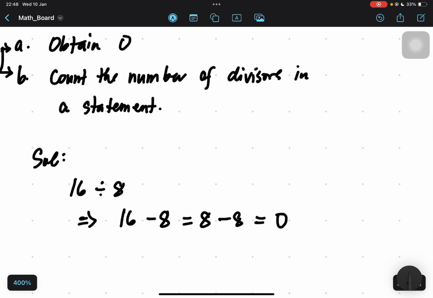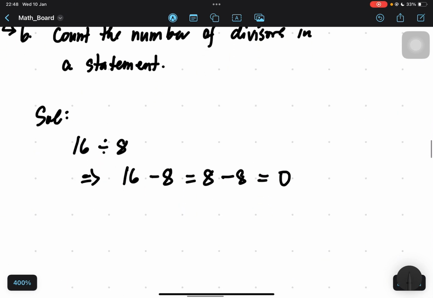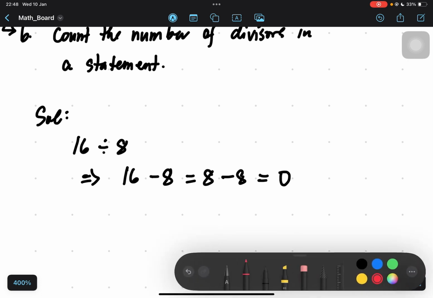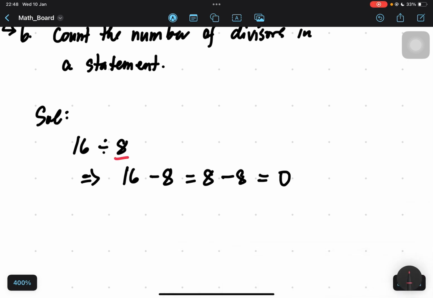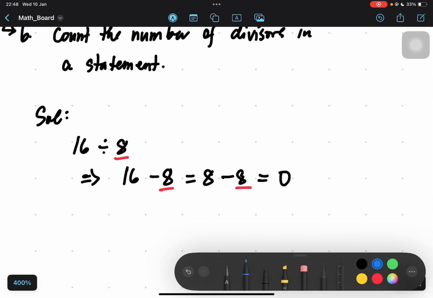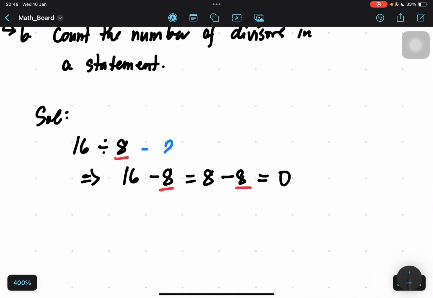What is next? The next rule is to count the number of divisors in a statement, and our divisor here is 8. So we count the number of 8s that appeared in the mathematical sentence. This is 1, this is 2. So how many times do we subtract 8 from 16? That is equal to 2. That is why 16 divided by 8 is equal to 2. Another one.